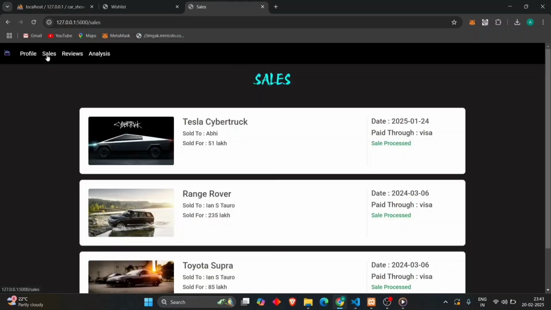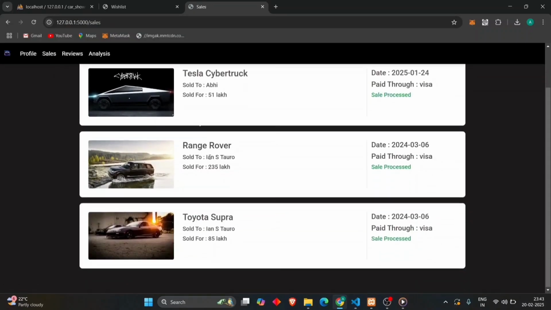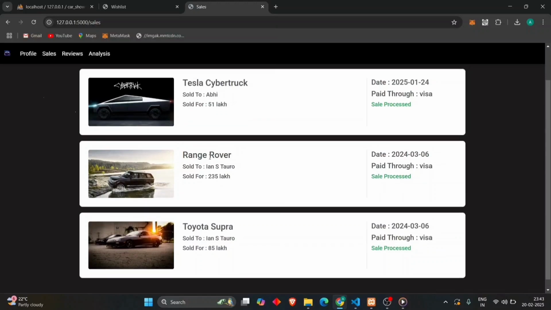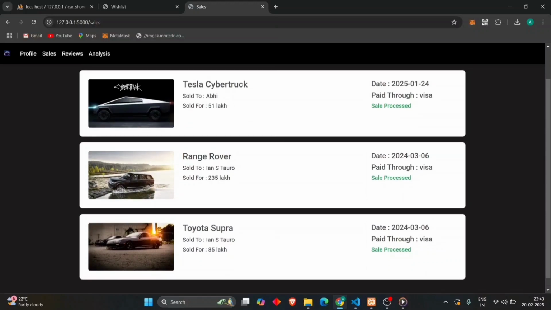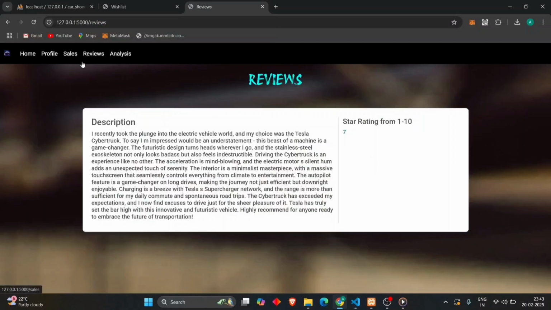Now we can come to the sales of the employee. These are the cars which are sold by this employee, and it is shown what the payment method is and whether the sale is completely processed or not. Then we come to the reviews received by this employee. So this is the description of the review given by the customer, and the rating he gave for the car and the service we provided.